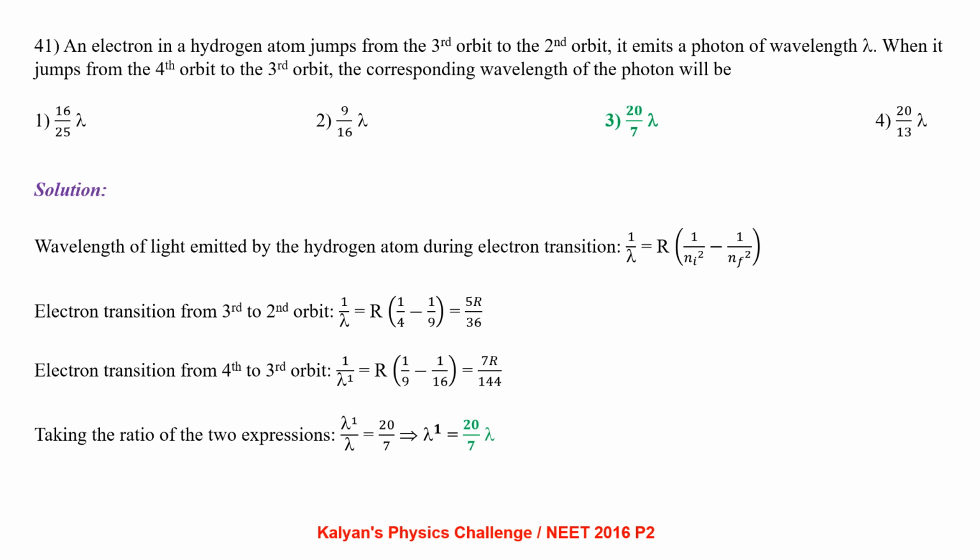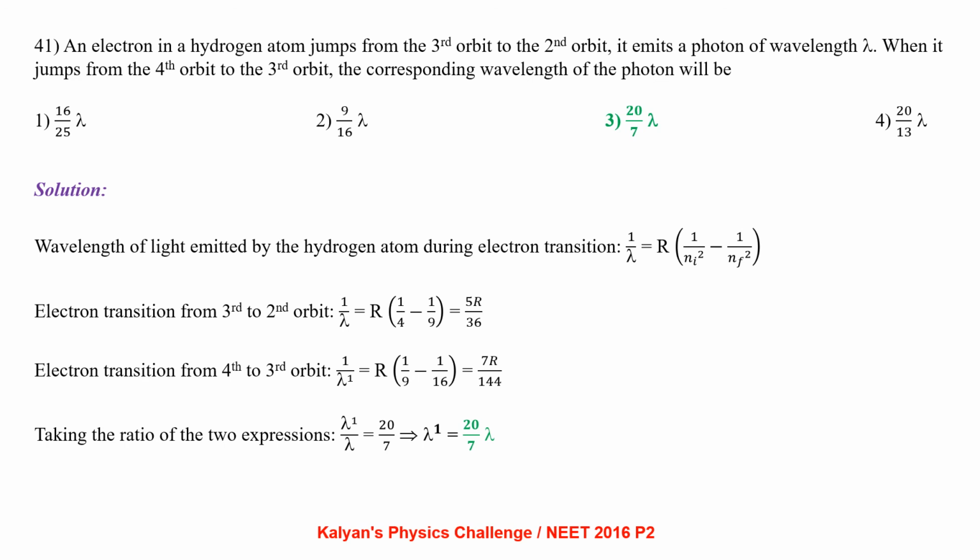The wavelength of light emitted by a hydrogen atom during electron transition is given by 1 by lambda equal to R of 1 by n initial square minus 1 by n final square, where lambda is the wavelength and R is the Rydberg constant. For the first transition of the electron from third to second orbit, we can write 1 by lambda equal to R of 1 by 4 minus 1 by 9, that is 5R by 36.